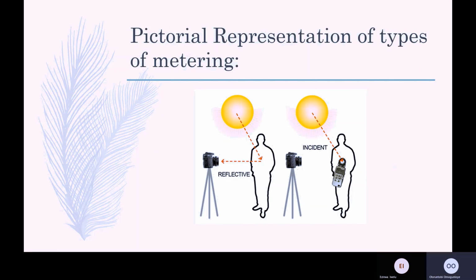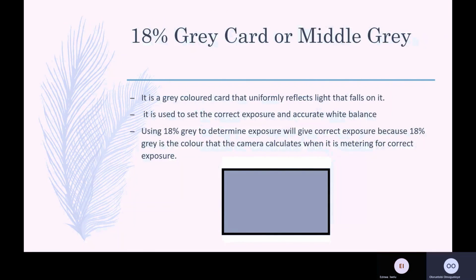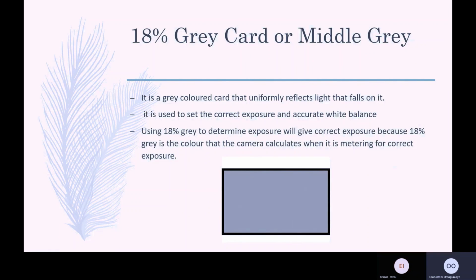Partial representation of type of light. That's it. Reflective light: the sun is hitting the subject, and the sun is reflecting light to the camera. That's what we call reflective metering. While in incident lighting, the light from the sun is hitting the handheld meter directly. 18 gray card or middle gray card.